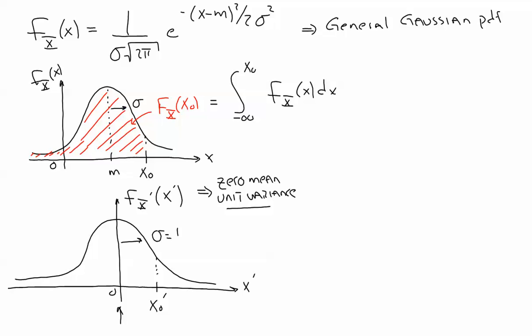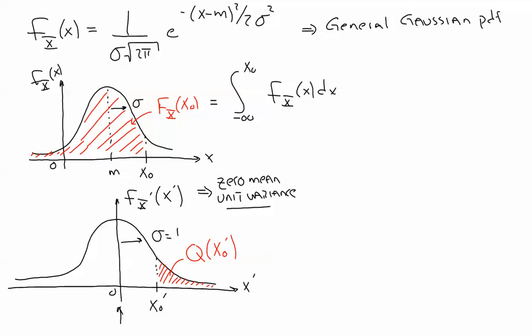Okay? It's a zero mean unit variance Gaussian. The q function, as we've seen just a few minutes ago on the previous slide, is the integral over the upper tail of a zero mean unit variance Gaussian PDF. So this area here is q of x naught prime. Okay? That's q of x naught prime.